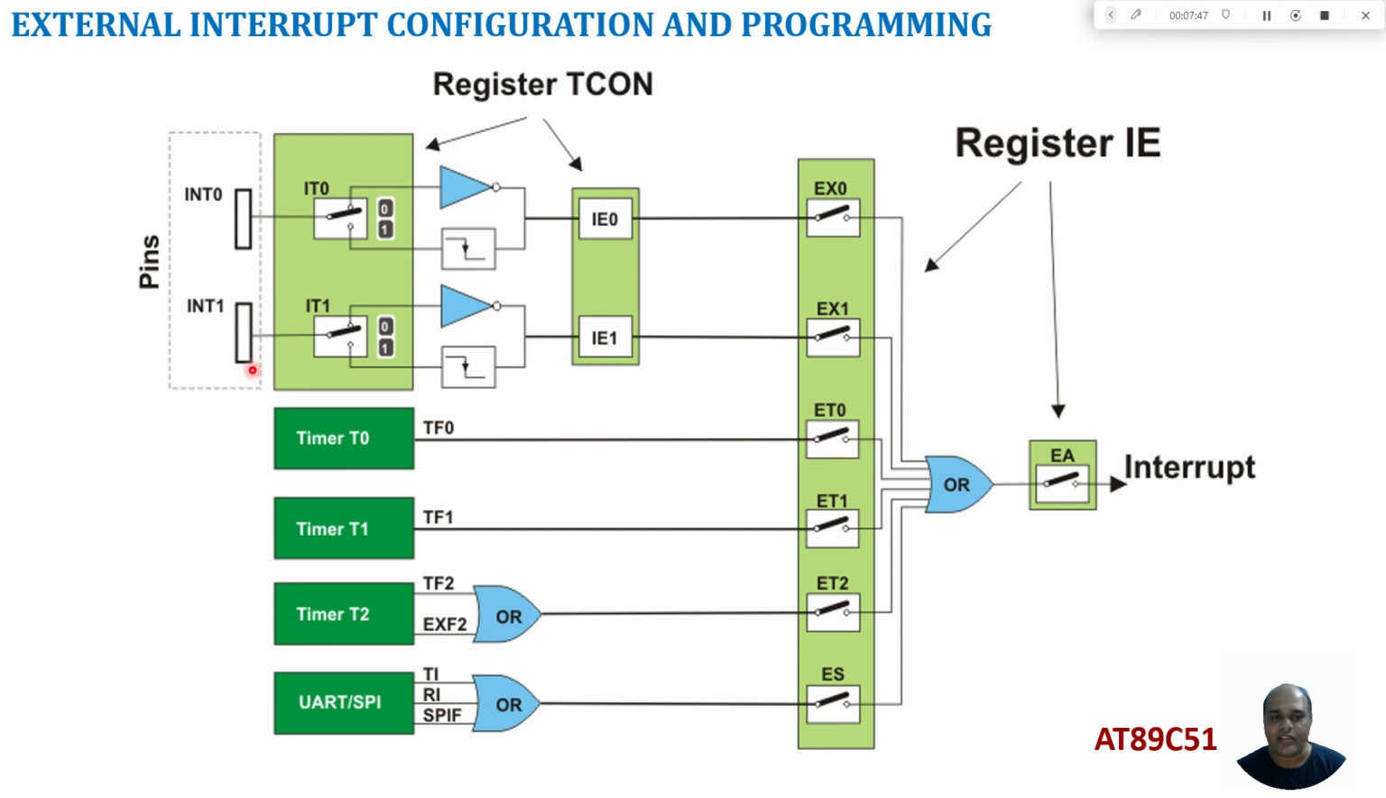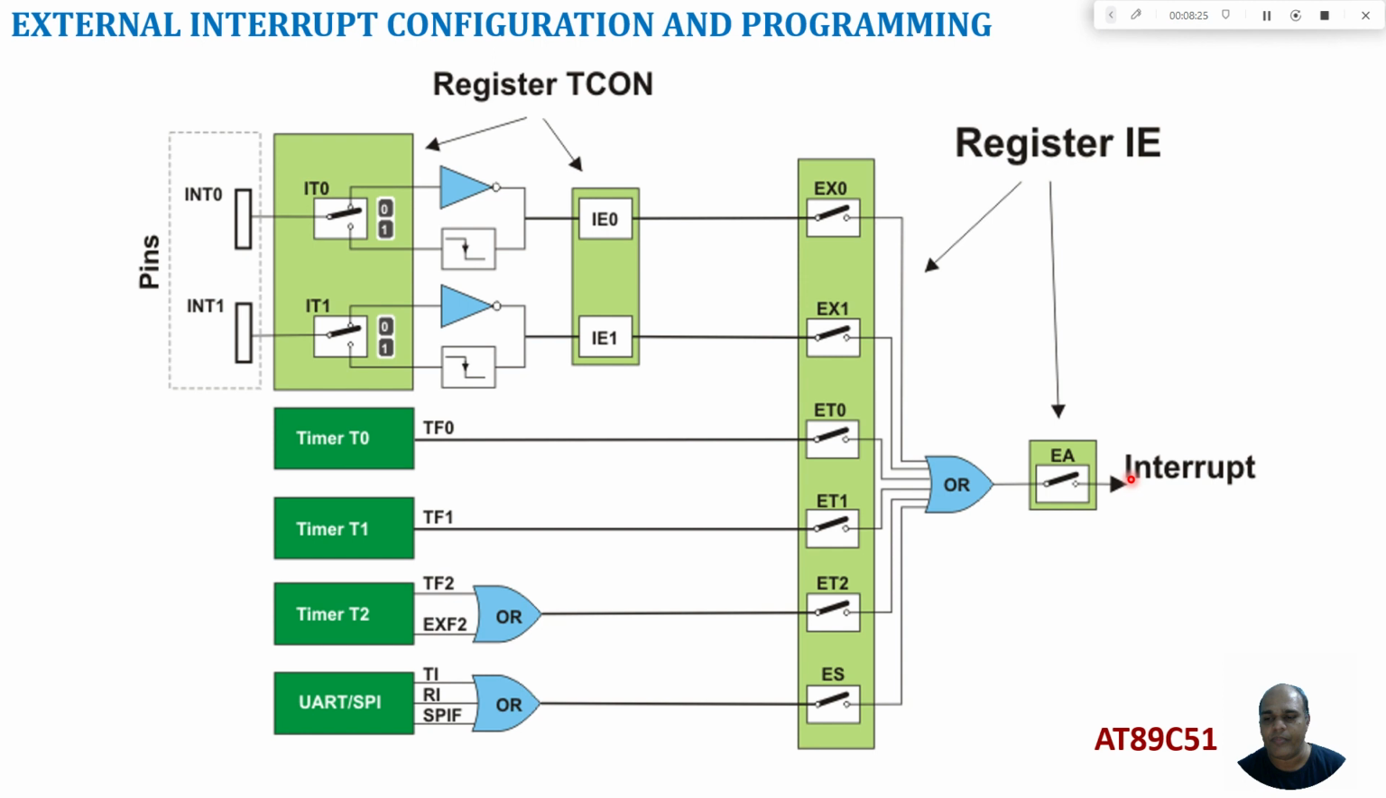Then in order for these interrupts to get communicated to your CPU, we have 2 switches. One is EX0 and the other is EA. EX0 is an enable for your INT0. EX1 is an enable for your INT1. This is something like individual switches. If INT0 needs to be communicated to the CPU, then enable interrupt 0 should be active, and also enable all the interrupts should be active. This is a common switch for all the interrupts. If I switch off this enable, then no interrupts will be communicated to your CPU.